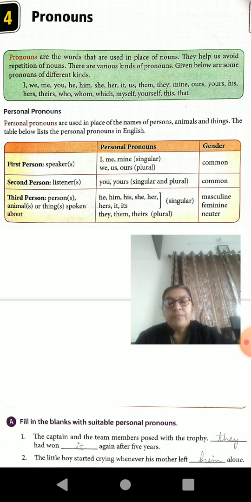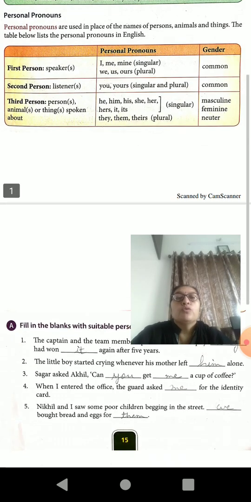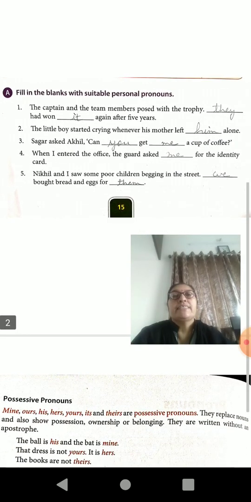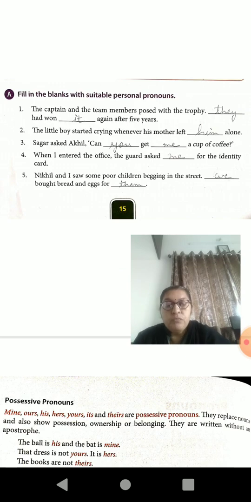Okay children, now we go as per exercise A. Fill in the blanks with suitable personal pronouns. Here we have to complete this exercise with PDF. I already sent with each video its PDF.